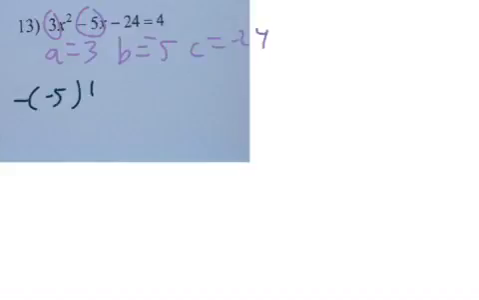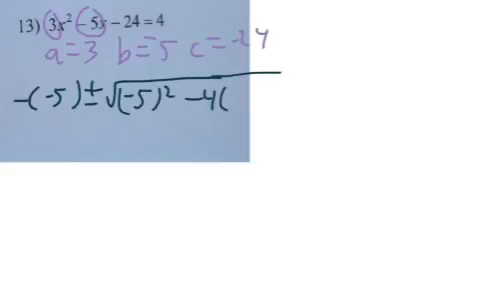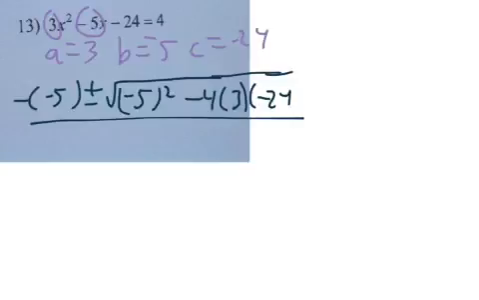Okay. So let's go on to the next problem. We're going to do one more problem here. Let's see if we can't go a little bit more efficiently. Does everybody agree A is 3? A is 3. B is negative 5. Watch your negatives. B is negative 5. C is negative 24. So using the formula, I know I'm going to go to negative of B plus or minus square root B squared, so that's negative 5 squared, minus 4 times A, which is 3, times C, which is negative 24, all divided by 2 times A, which is 3 again.